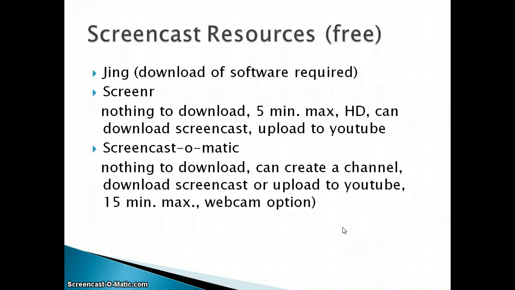Screencast-O-Matic is a little bit better than ScreenR. ScreenR is great because it can work with iPhones, and you can even do screencasts through your iPhone. However, you're only allowed a maximum of 5 minutes, whereas with Screencast-O-Matic you have a 15-minute maximum, and students can do screencasts in 15 minutes or less very easily. There's also a webcam option where your picture would appear down here in the right-hand corner with you talking about your screencast. You can actually create your own channel, or I actually upload my screencast to YouTube.